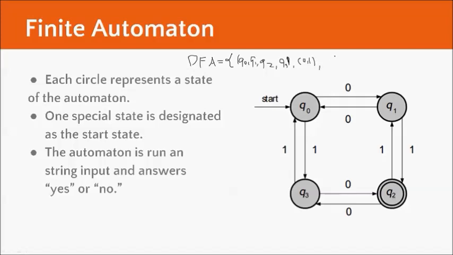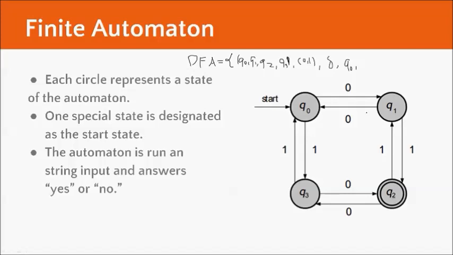What's the next one? The transition function. So I will write the transition function. Next, what is the next symbol for the DFA? Initial state. What is the initial state? The initial state here is Q0. So I will write Q0. Okay?